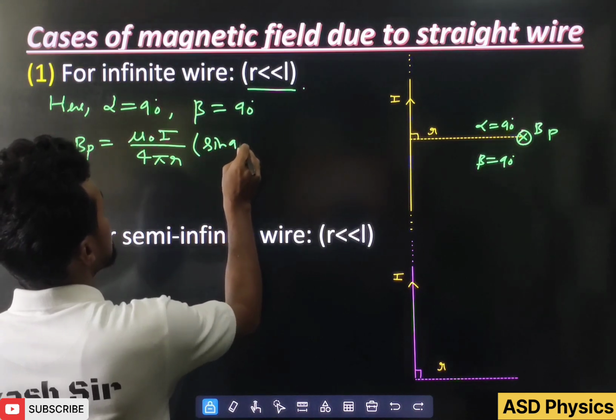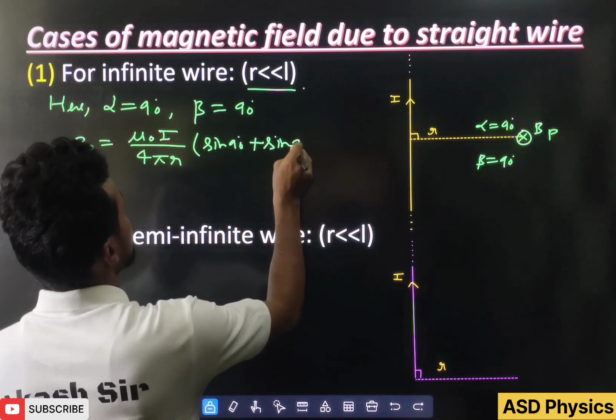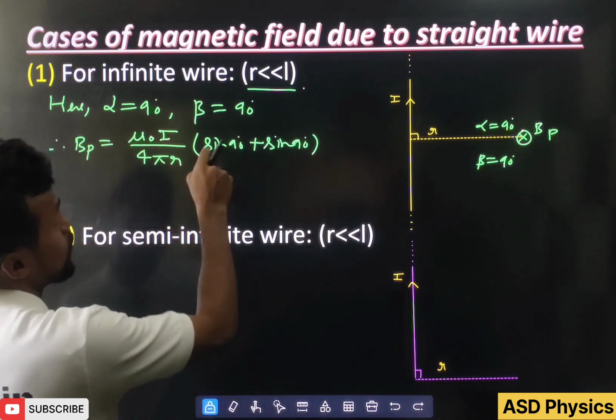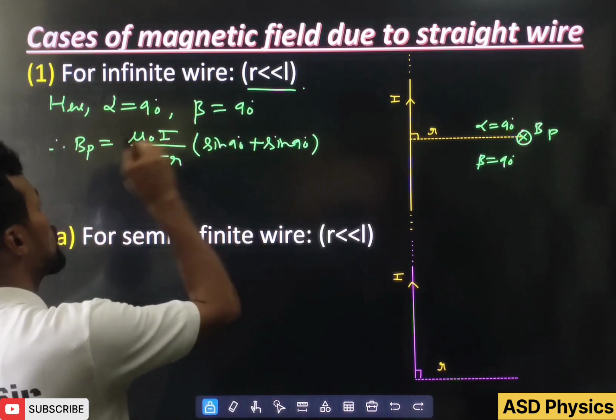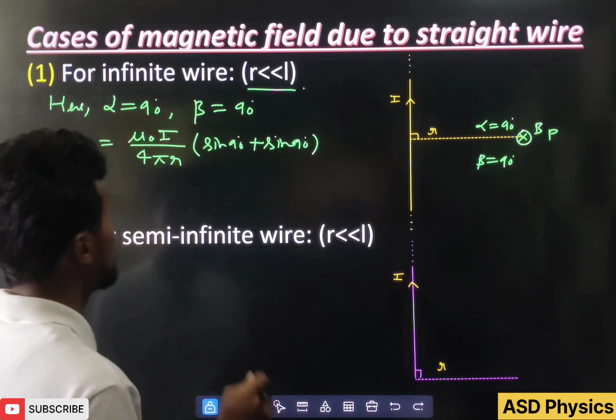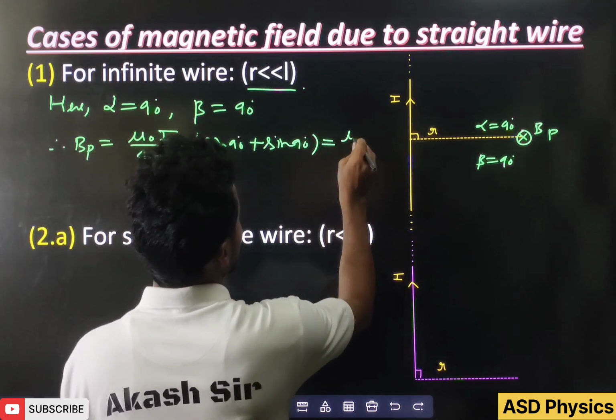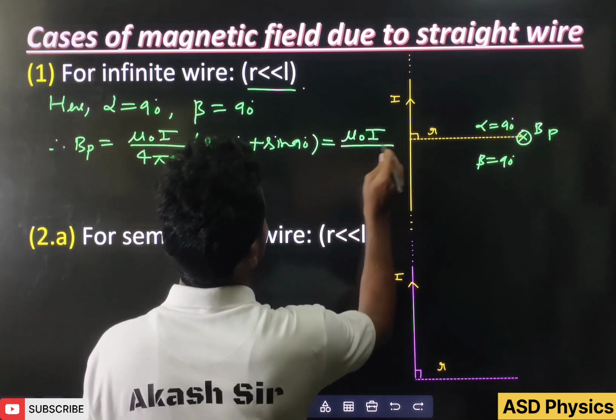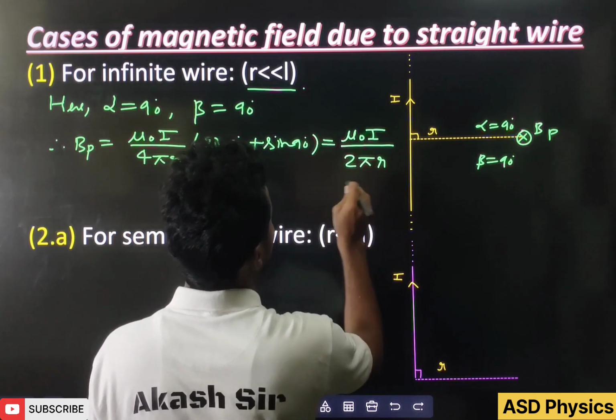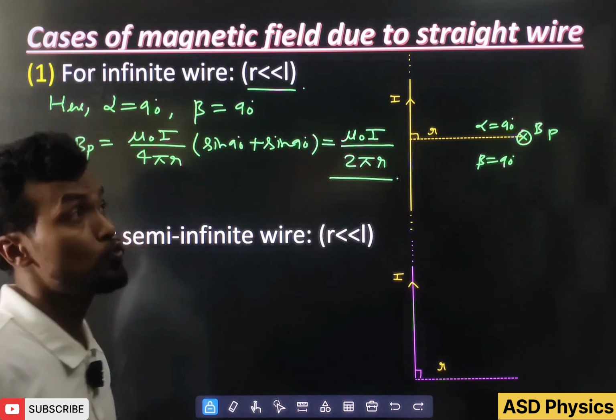So what can we write here? See, sine 90 plus sine 90. Sine 90 is how much? 1. So 1 plus 1, 2. And this 2 by 4 will become 1 by 2. That means you can see very well, the magnetic field due to an infinite wire will be mu naught I by 2 pi r.